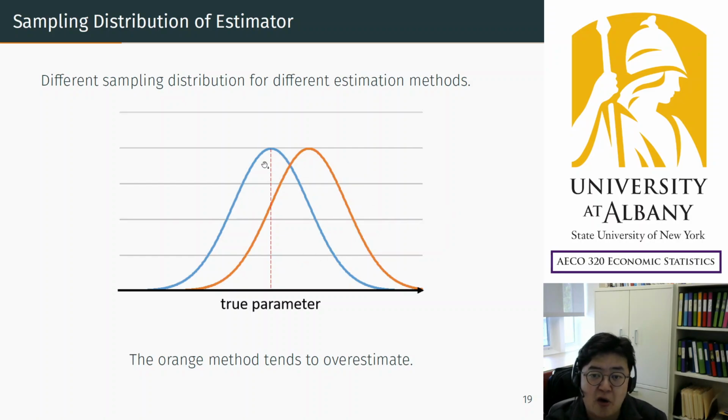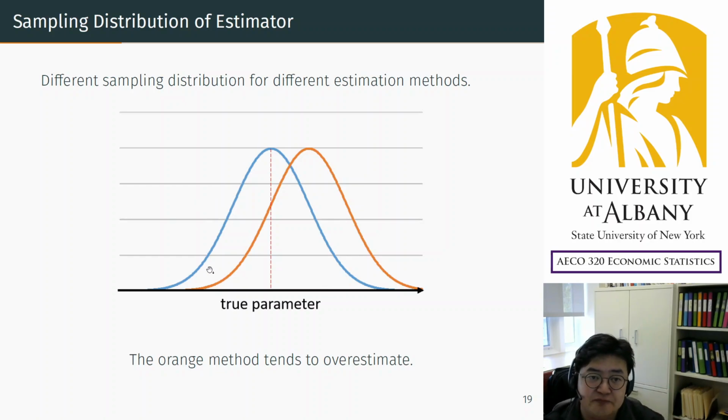So when you compare blue and orange like this, I would say the blue estimator is better because it does not have any tendency for overestimation or underestimation. It is correctly centered. On average, it is correct. Even though there can be errors, on average the error is expected to be 0. But orange is expected to overestimate the true parameter. So blue is better in this case.